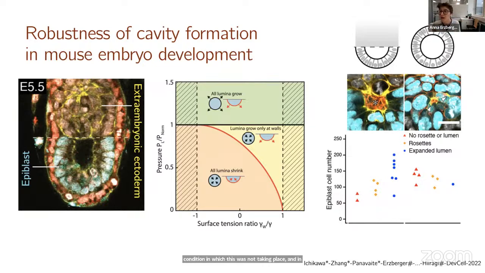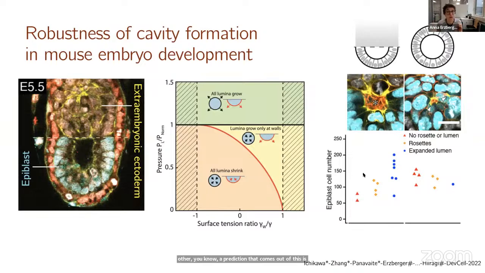And so we could compare basically the success rate of lumen expansion in these two conditions, and indeed found that in the presence of the embryonic extraembryonic interface, the lumina formed more robustly. The other, in a way, prediction that comes out of this is that the lumina indeed should be positioned at the interface as they grow.